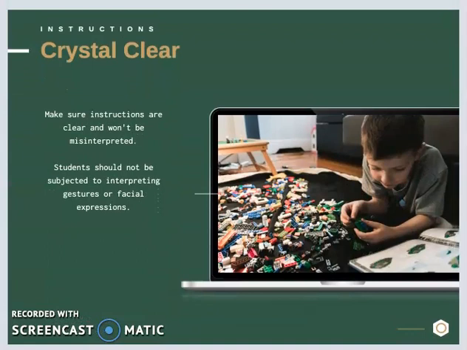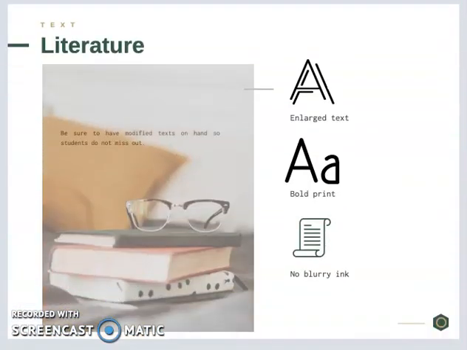Okay, instructions. When you're giving instructions, you need to make sure that they're clear and they won't be misinterpreted. Students with visual impairments should not be subjected to interpreting any gestures or facial expressions. These students already have trouble seeing and deciphering what they're seeing, so you don't want to add any extra barriers to their education.